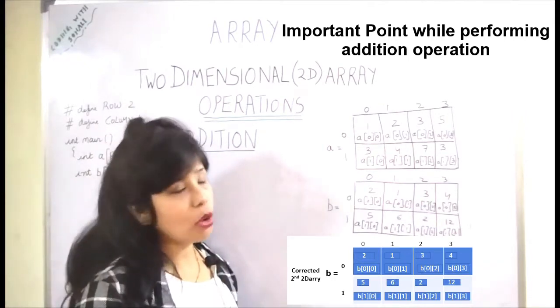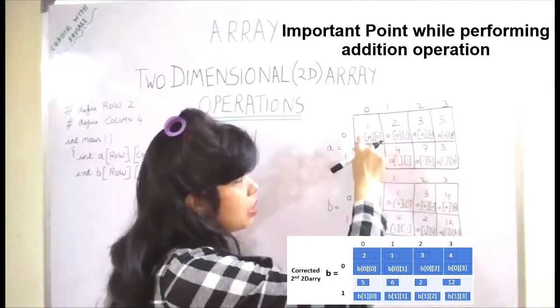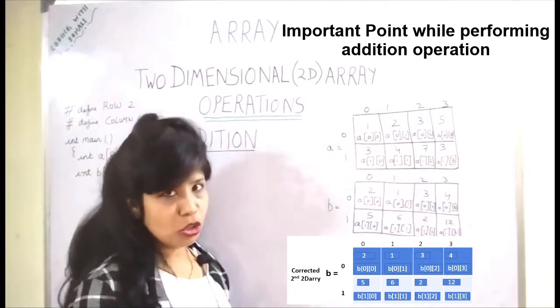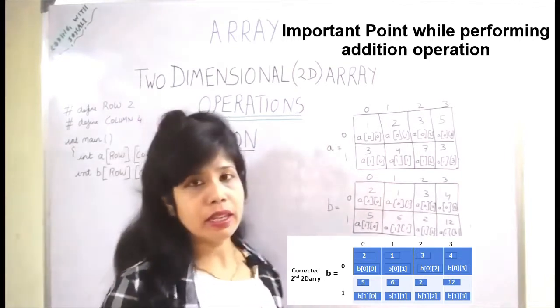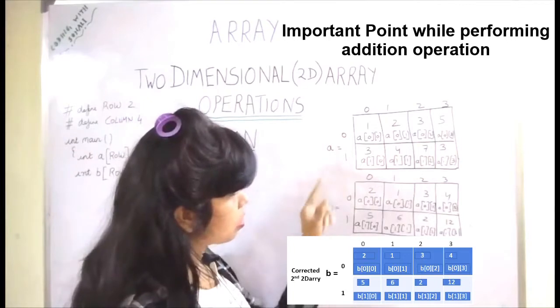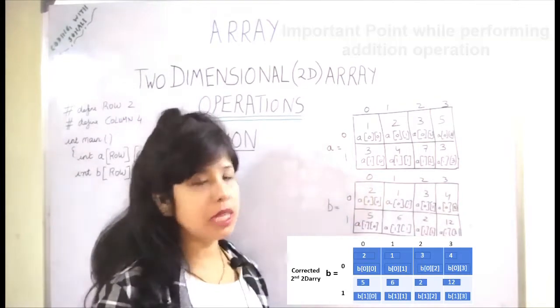No, you cannot perform it if the number of rows and columns are different for the first and for the second. You cannot perform the addition operation in that case. So this is the very important thing in this operation. You have to keep in mind that the order should be the same, then only you can perform the addition.